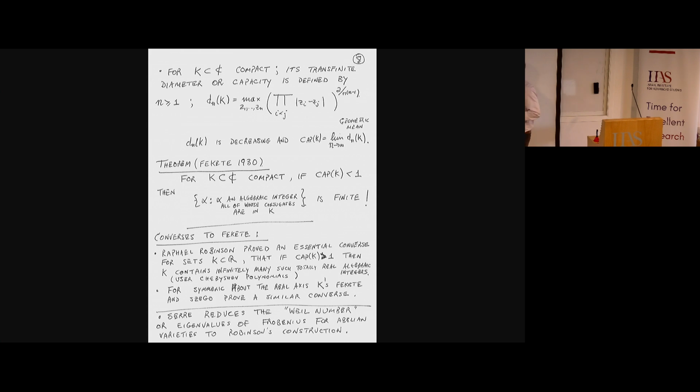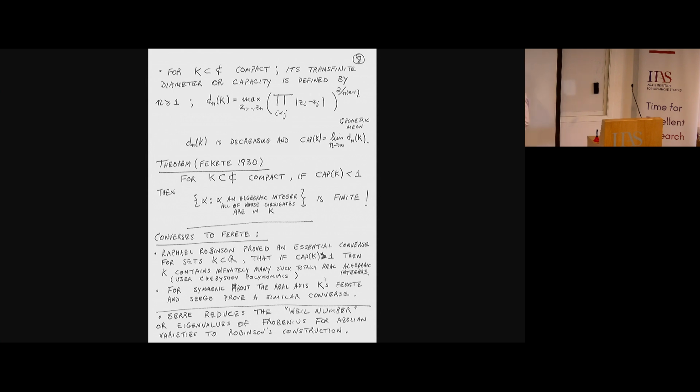And the theorem of Fekete, which is at the heart of Sarah's theorem there, is that if you have a compact subset and the capacity is less than 1, then, we saw this in, I think, your talk or maybe Smith's talk, if you have an infinite sequence of algebraic numbers, all of whose conjugates lie in K, and the capacity is less than 1, then you can't have an infinite sequence. So put it another way, if you have an infinite sequence, the capacity must be greater than or equal to 1. That's called Fekete's theorem.